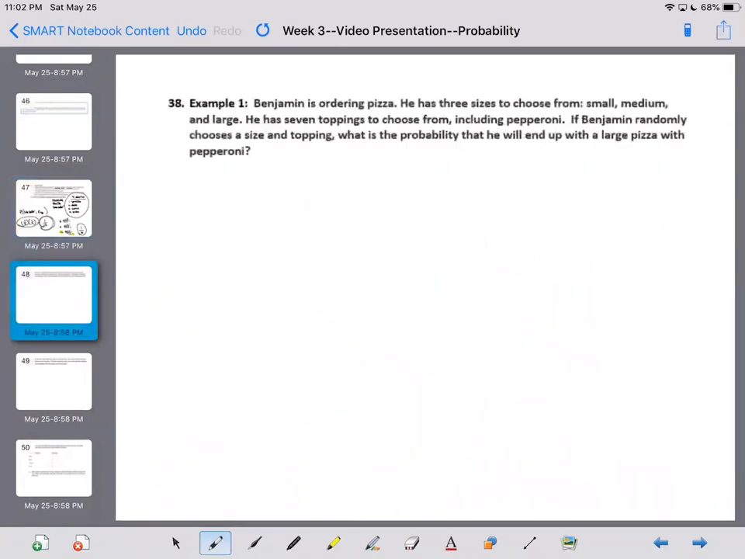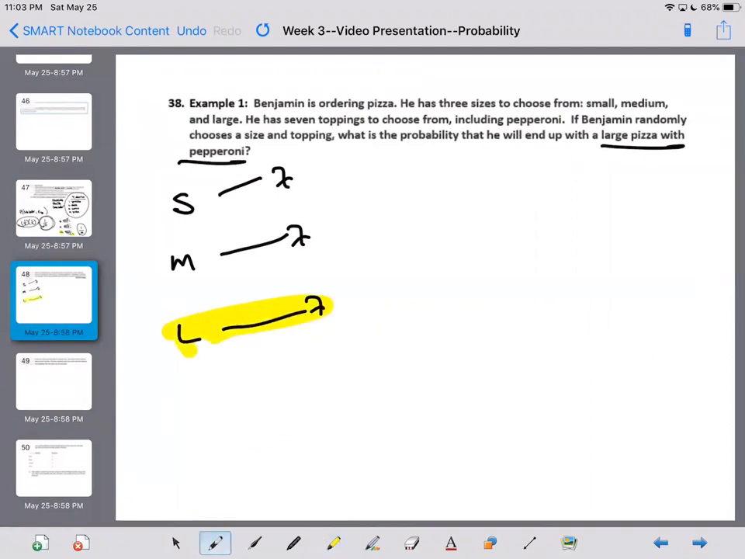Here, Benjamin's ordering pizza. He has 3 sizes to choose from, so small, medium, large, and he's got 7 toppings to choose from. And then pepperoni is one of those 7. So if he randomly chooses a size and a topping, what's the probability that he'll end up with a large and pepperoni? So you're really kind of looking at this area here. What's the probability of getting a large? It'd be 1/3. What's the probability of getting one of those toppings and it being a pepperoni? 1 out of 7.